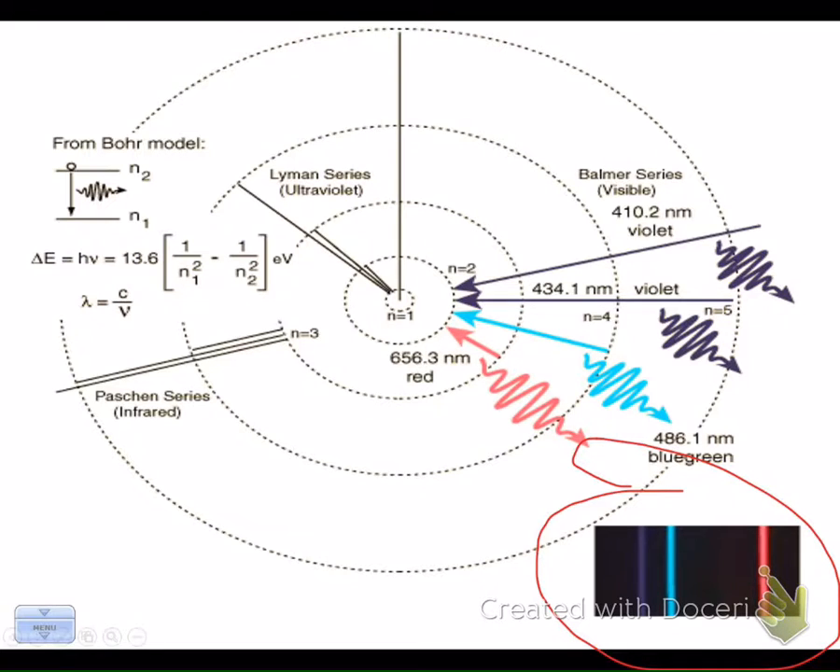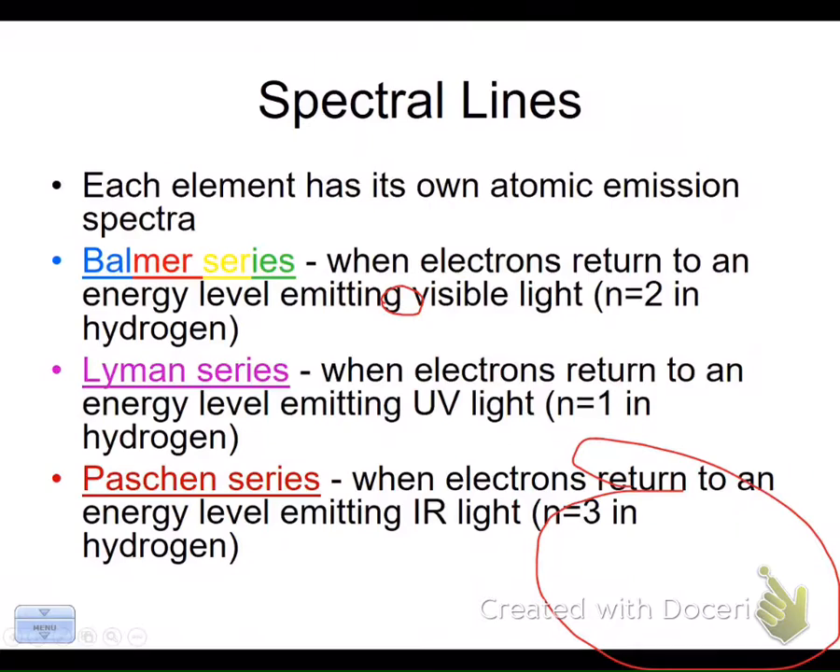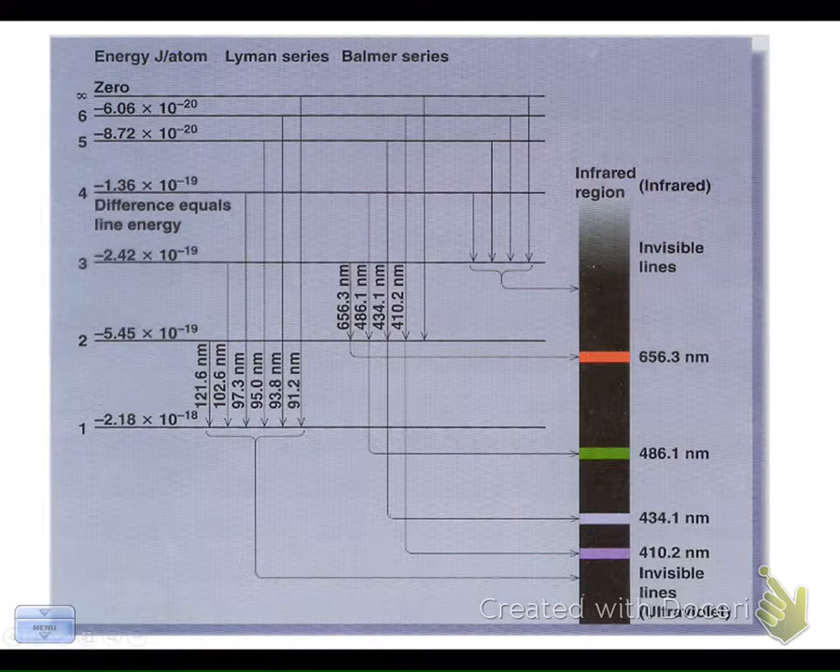If it fell all the way back to the first energy level, the amount of energy given off there is actually pretty large. It's in the UV range, so you couldn't actually see that unless you had UV glasses on. So let's just move on past that. This diagram, I think, is more beneficial to help you understand what's going on.